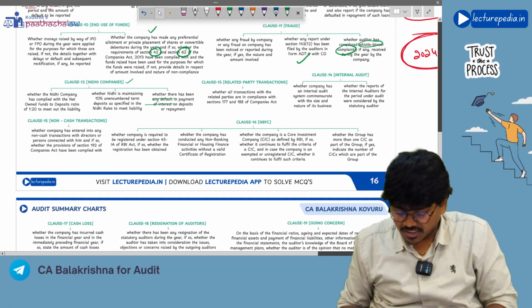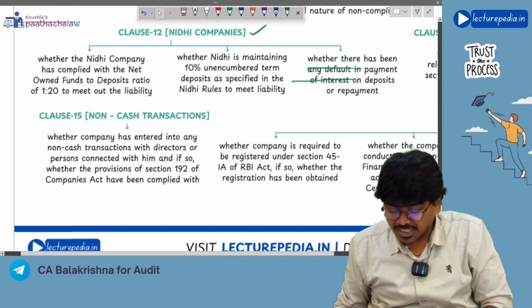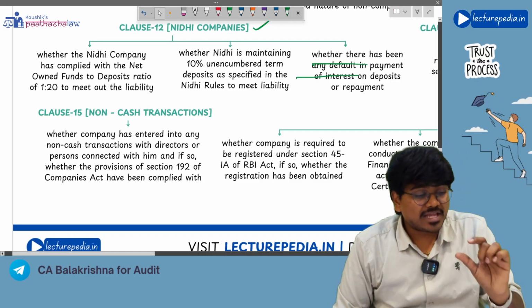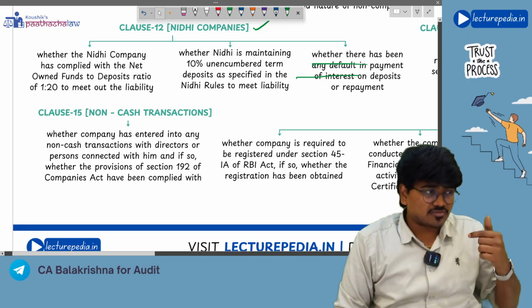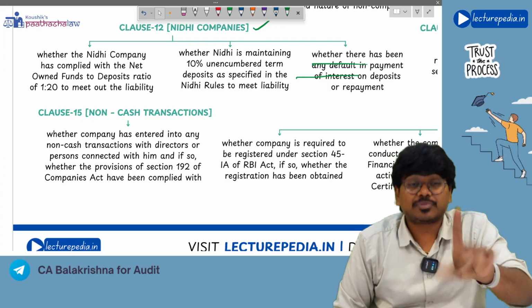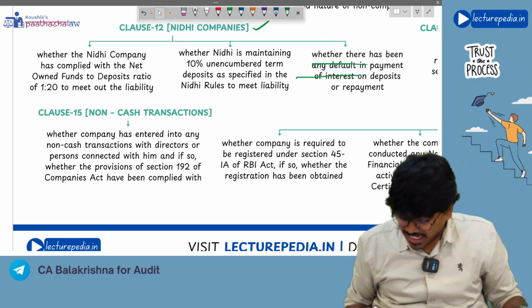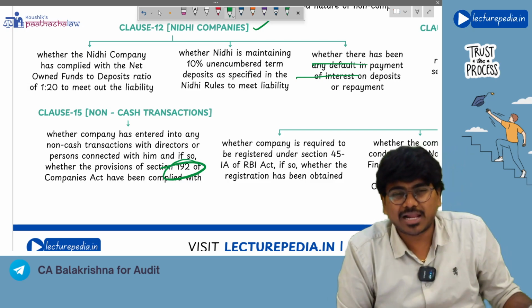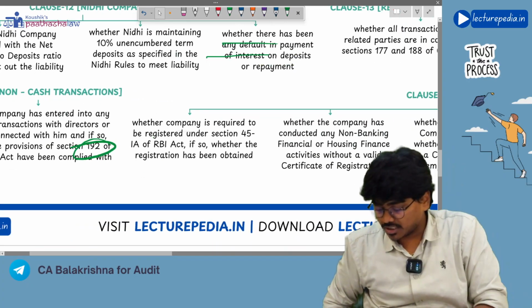Next, clause 15 with respect to non-cash transactions. A non-cash transaction is nothing but a barter. So if any non-cash transaction takes place between the company and a director, then the requirement of section 192 has to be complied with. Whether the requirement of section 192 is complied with or not, the auditor will report it here.